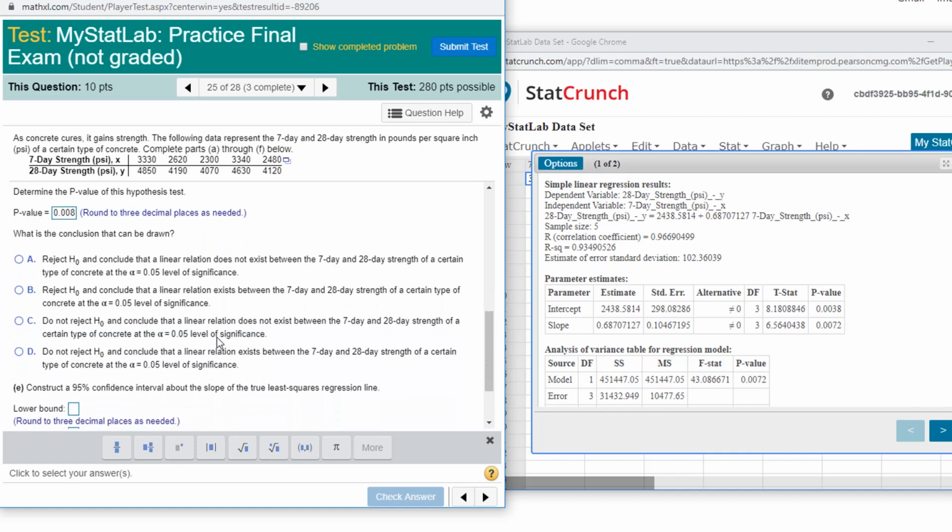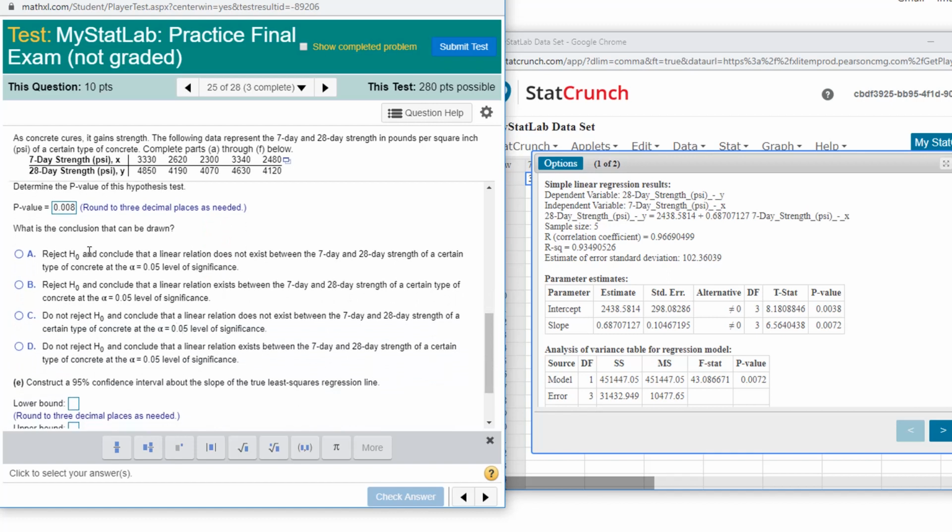What's the conclusion that I can draw? Well, I want to reject the null hypothesis because that's low at a 0.05 significance level. A linear relation does exist, so we reject the null hypothesis and conclude a linear relation exists between the 7-day and the 28-day strength of a certain type of concrete.